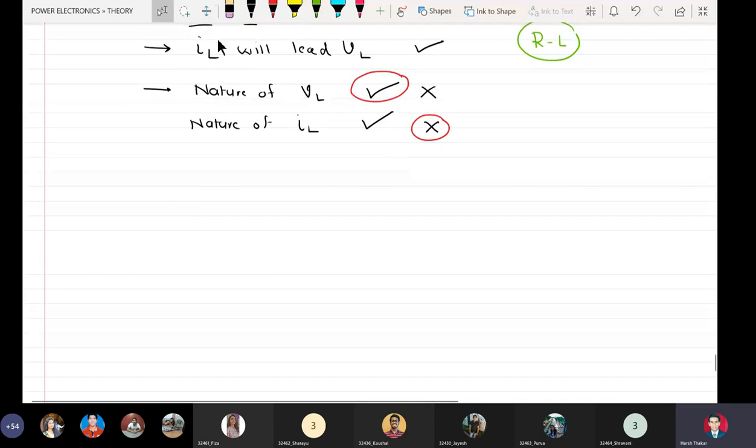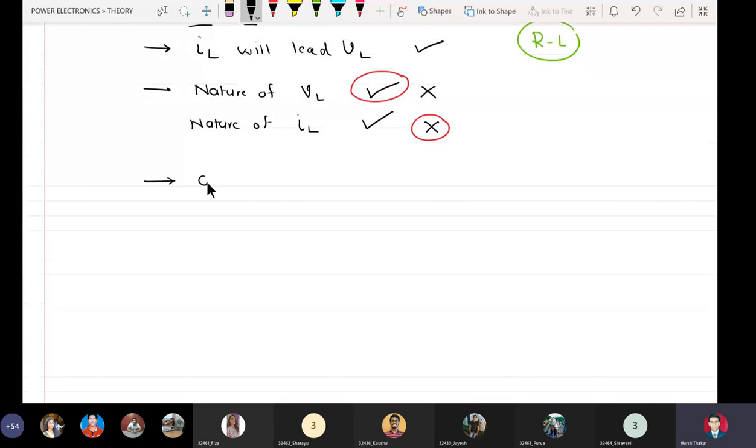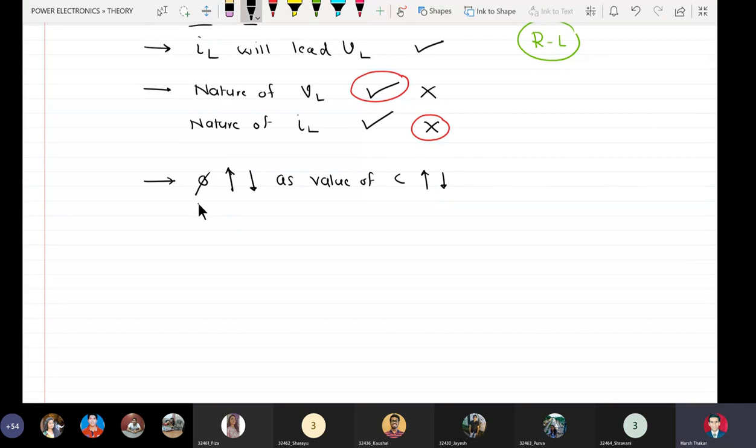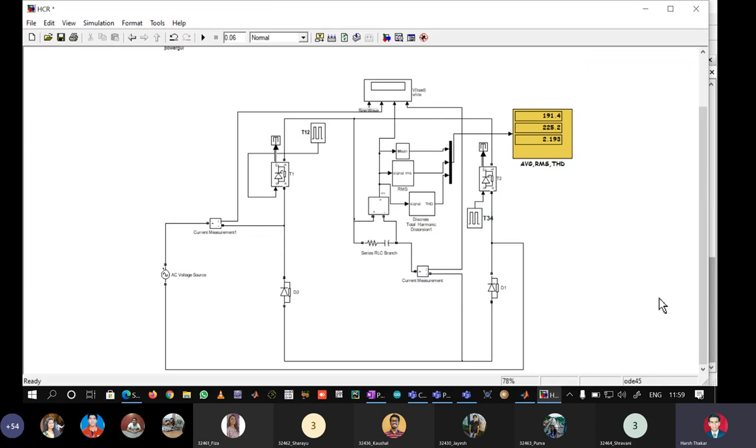And the phase difference phi should go on increasing or decreasing as the value of C increases and decreases, right? But here when I say phase difference, it means VL must increasingly or decreasingly lag the load current. Okay, so these are our theoretical expectations. Let us see what the simulation is telling us.